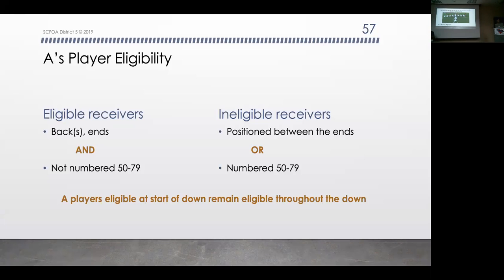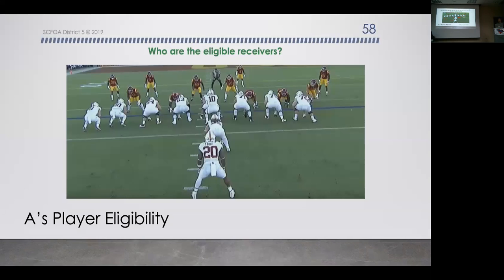All right, so some examples here. Who are the eligible receivers here? We've got number 10. We've got the player coming out of the backfield. We've got number 20. We've got these two players over here that are eligible. What about this player here? Is he eligible? No. He is not eligible by number. He could be eligible by position because he's the end, but he's not eligible by number.